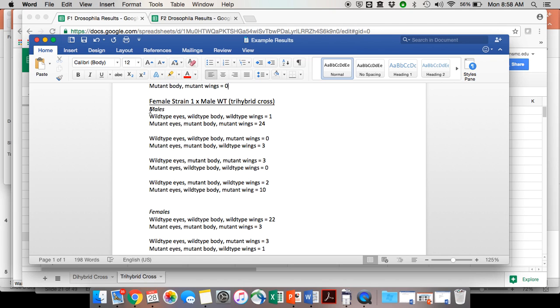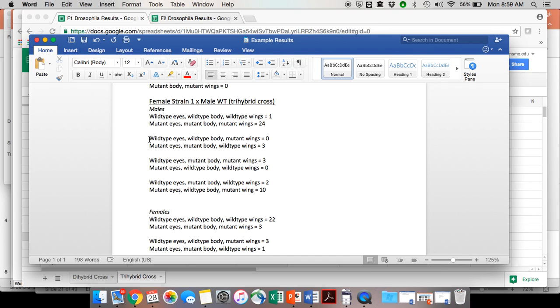Now you can see that there's 8 phenotypic classes. What I've done is I've split these phenotypic classes into 4 groups of 2, where they're either all wild type or all mutant. They're maybe wild type for 2 and mutant for 1. For say wild type eyes, wild type body, mutant wings, and then the opposite, mutant eyes, mutant body, wild type wings. Wild type eyes, mutant body, mutant wings, mutant eyes, wild type body, wild type wings. So you can see each of these groups are reciprocals of each other. There's a reason I did this.